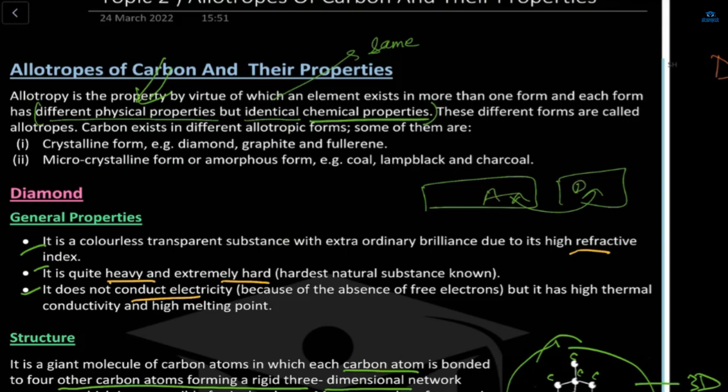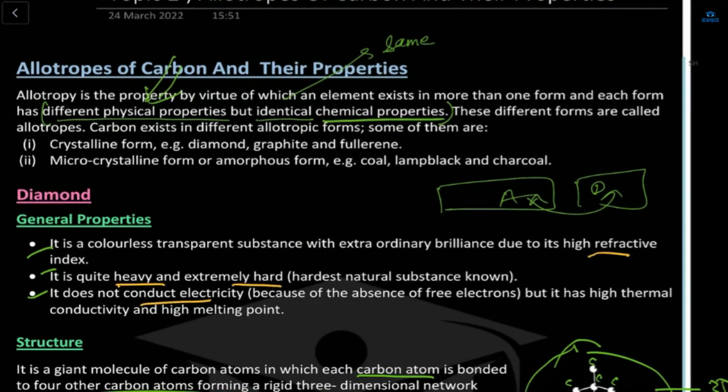For example, first is the crystalline form, for example diamond, graphite, fullerenes, you all know, and the microcrystalline form, or you can say amorphous form: coal, charcoal. So these are the two forms in which carbon exists, the crystalline form and the microcrystalline form.